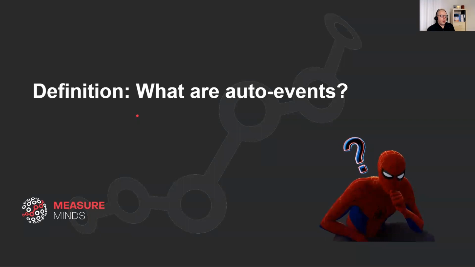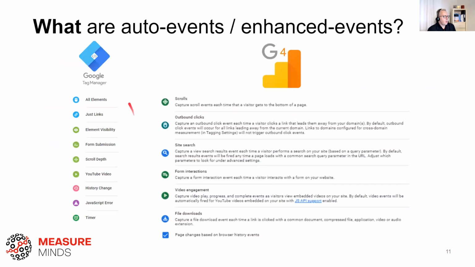So what are auto events, and what are enhanced events? In Google Tag Manager, you might recognize some of these: click listeners, link listeners, element visibility, form submit, scroll tracking, YouTube, HistoryChange, etc. In GA4, you've got very similar things. The majority of these exist in both.